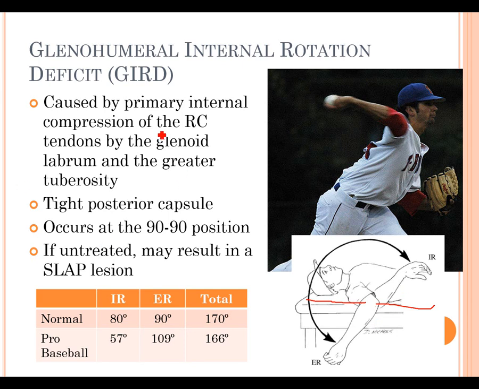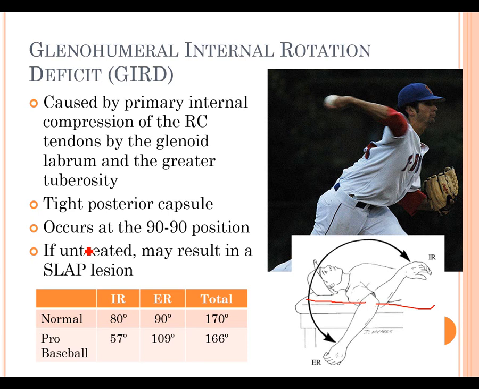So it generally is decreased internal rotation with a larger external rotation when we see that in the 90-90 position. And we see it a lot. It's a result of a tight posterior capsule. The problem is, if untreated, it can result in possibly a SLAP lesion, your superior labrum anterior to posterior tear of your labrum, or it could result in posterior impingement syndrome, just general shoulder problems, shoulder pain.